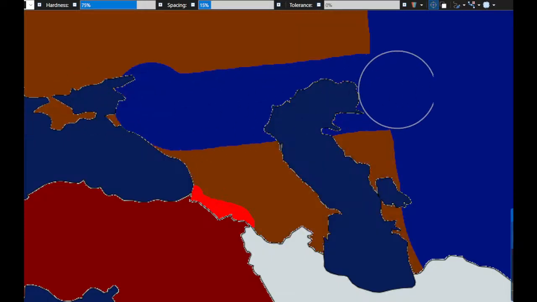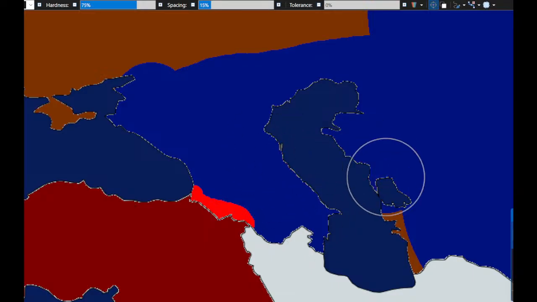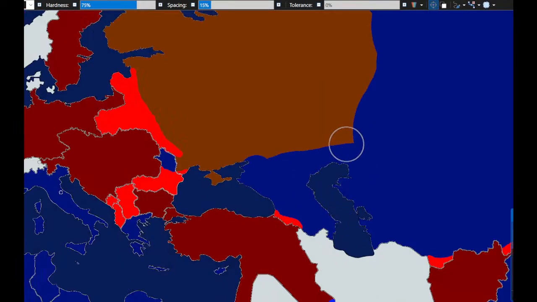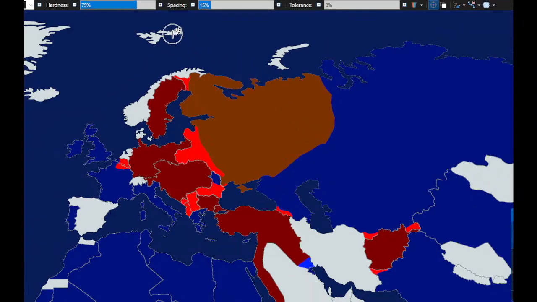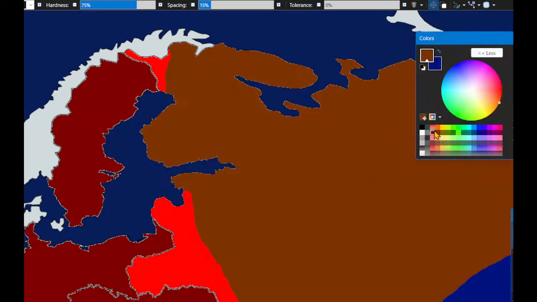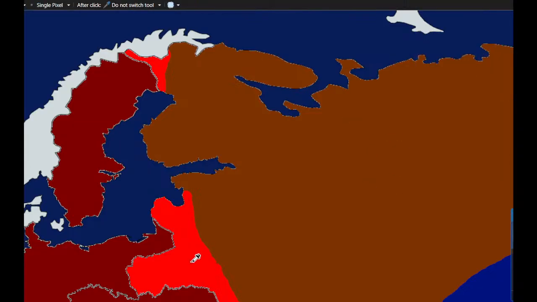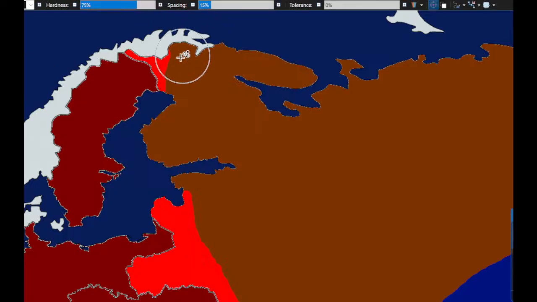And yeah, that's essentially what it looks like, except for Finland, which actually isn't Russian at this point. So just remember that. Finland should technically be independent.